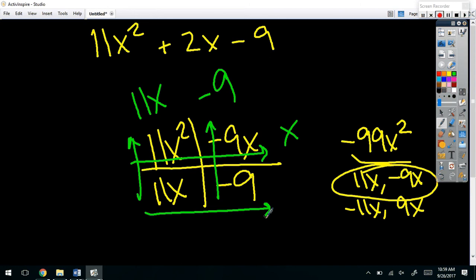I know this has been a long class. I know this has been a loaded lesson. It's one of the longer lessons that we get through, okay? As I go across here, what is the GCF? One.